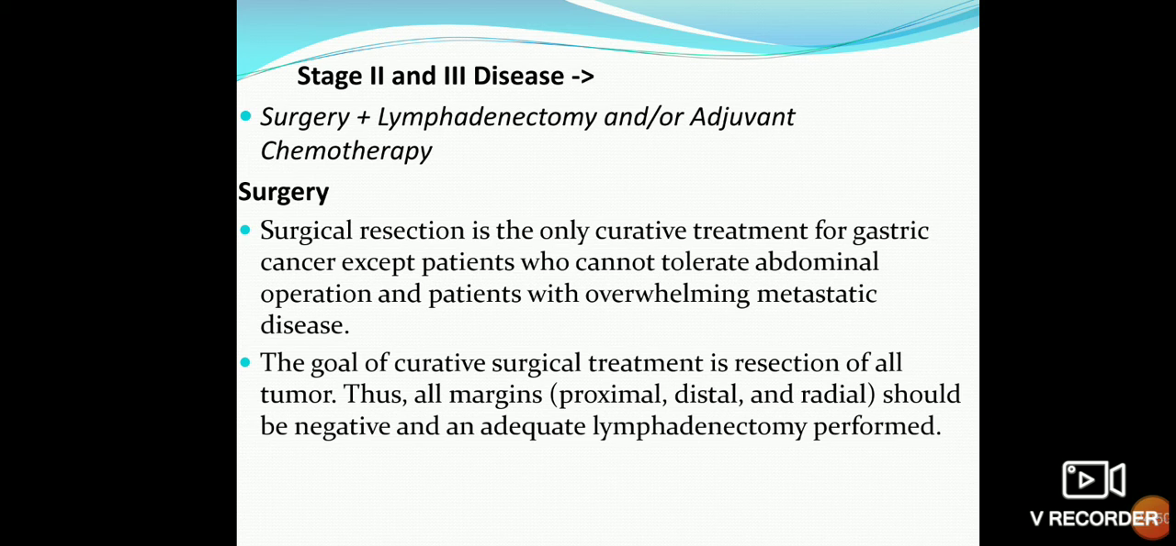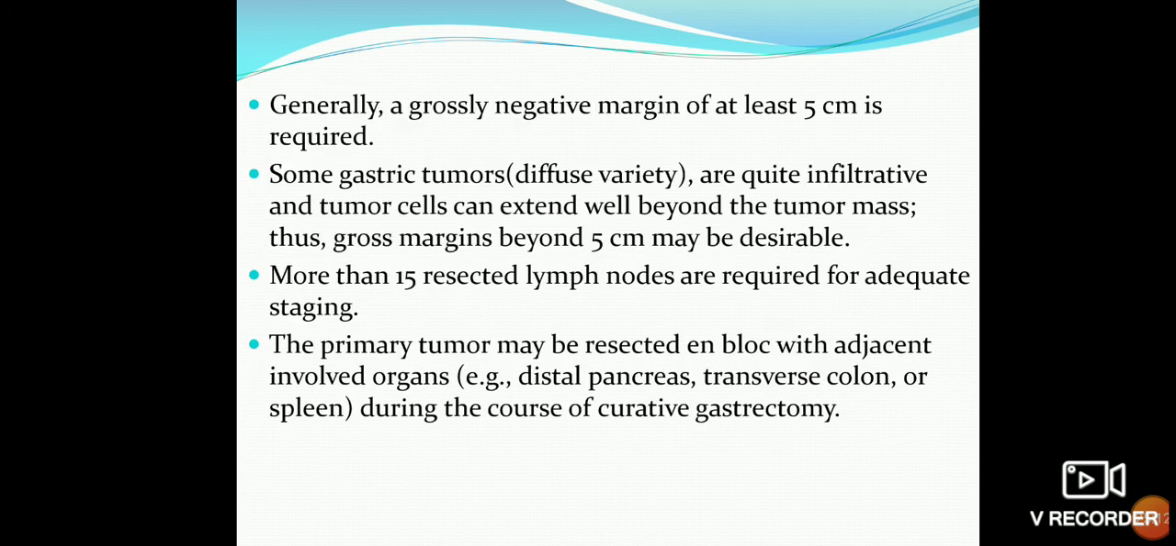Surgical resection is the only curative treatment of gastric carcinoma, except for patients who cannot tolerate abdominal operation and patients with overwhelming metastatic disease. The goal of curative surgical treatment is resection of all tumor. Thus, all margins, proximal, distal, and radial, should be negative and adequate lymphadenectomy performed. Generally, a gross negative margin of at least 5 cm is required.